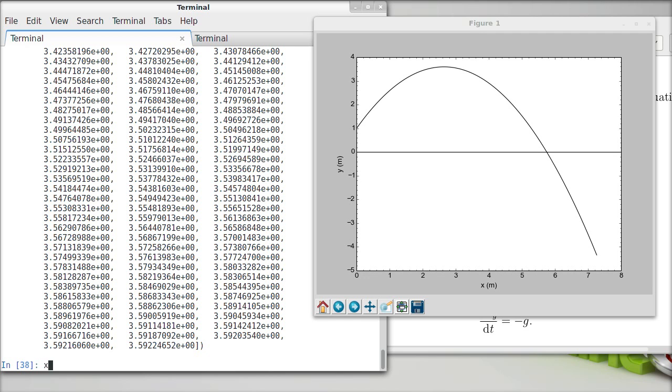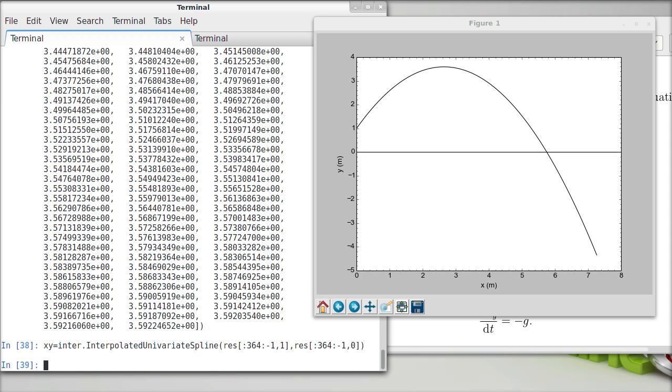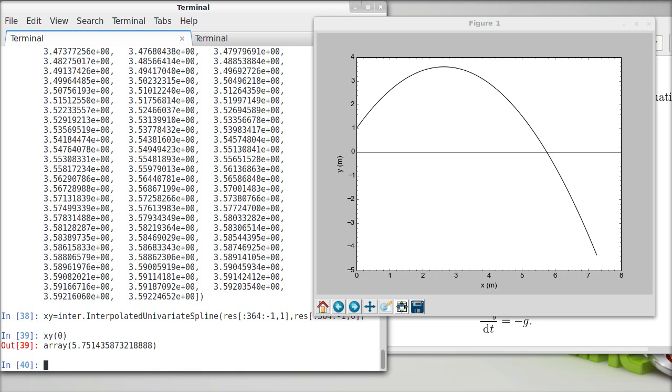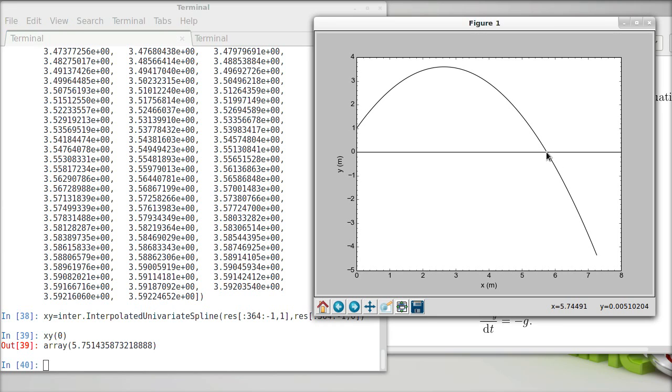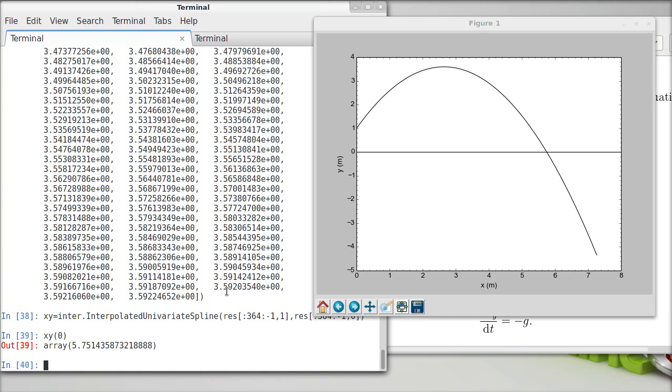So that's great because now we can construct our spline. We'll call it xy because it's x as a function of y, interpolated univariate spline. We reverse the order of y, and we need to do exactly the same thing for x. So this will use the correct x values. So if we do that, we can now calculate x of y at 0, and this should be the range. This will be the value where this crosses 0, at least according to the spline.